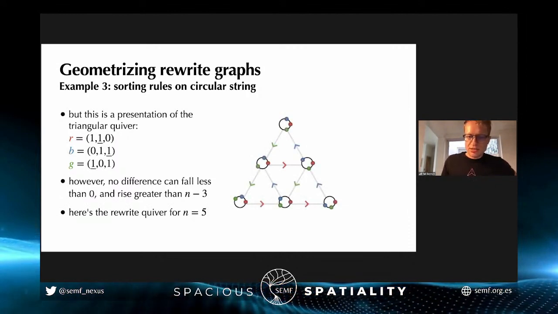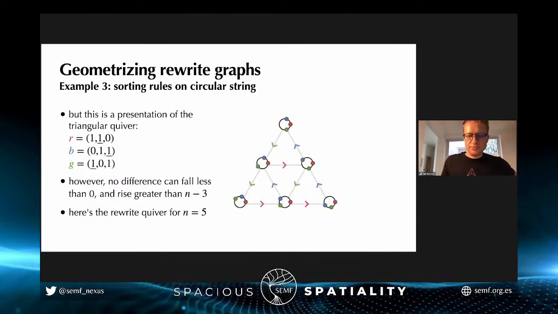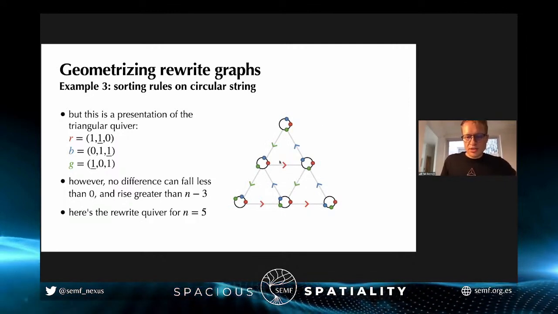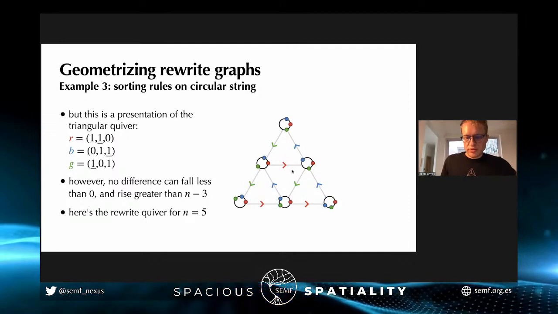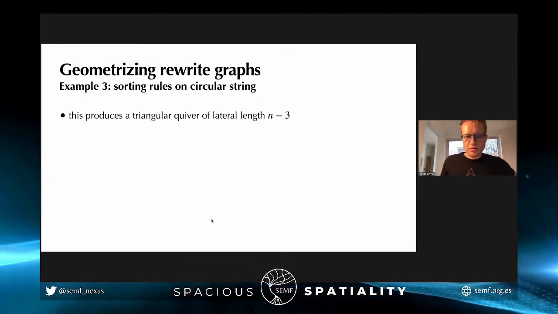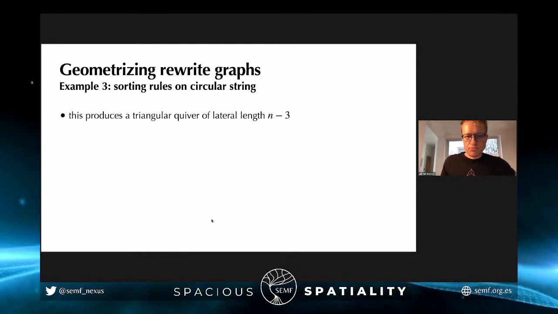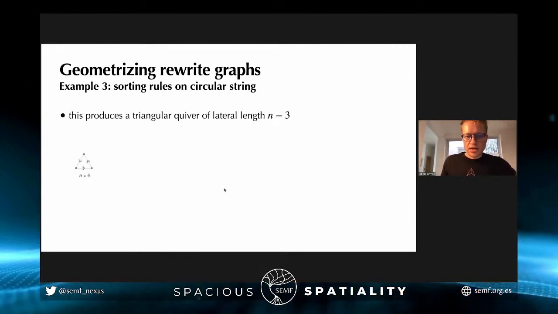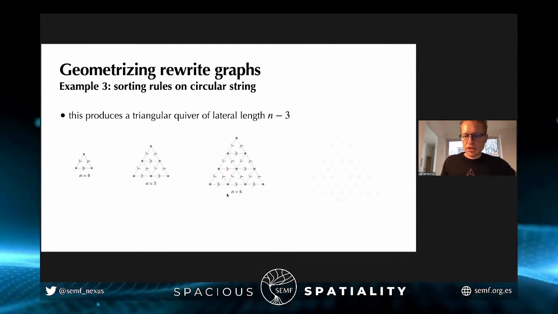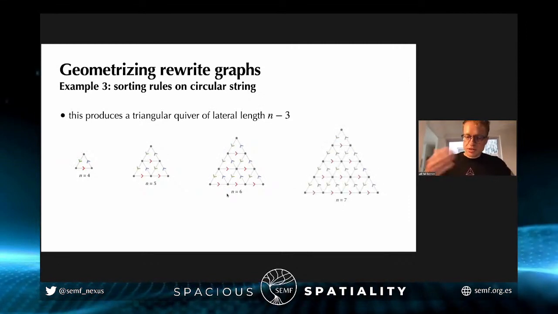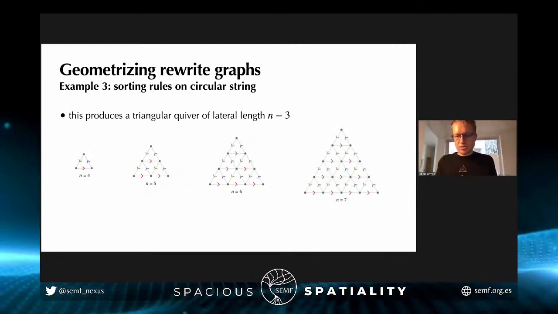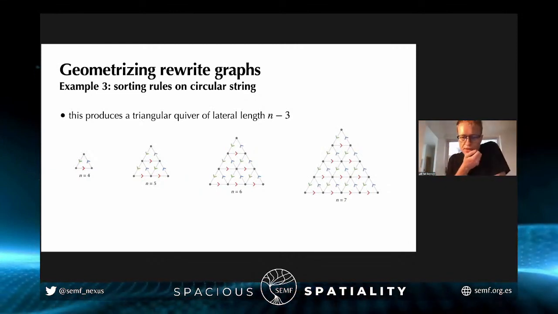And that just tells us that we've got a triangular quiver, but it doesn't tell us what shape it has. Here we're visualizing this quiver for a circular string of length 5. And as we change the length of that circular string, we get larger and larger triangular quivers. The rewrite graph under this quotienting operation, where we identify circular strings that are the same under rotation, is different sized triangular quivers.